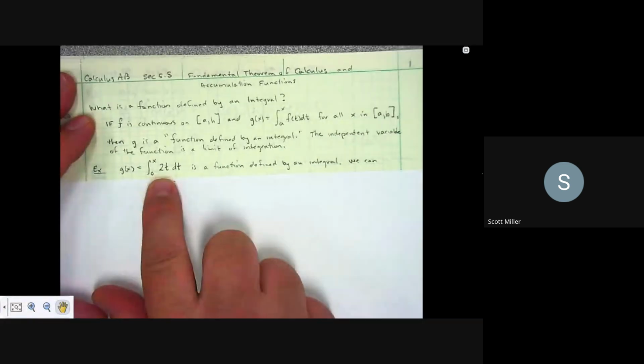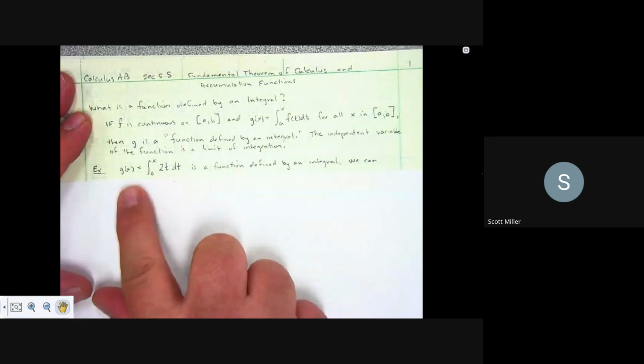So here's an example. I'm just going to walk you through this one. g of x is equal to this expression right here, the integral from 0 to x of 2t dt. It is a function defined by an integral. We can calculate values of g by finding the area under the curve. This is what I talked about last time, very briefly, but here's a visual to help you see it.